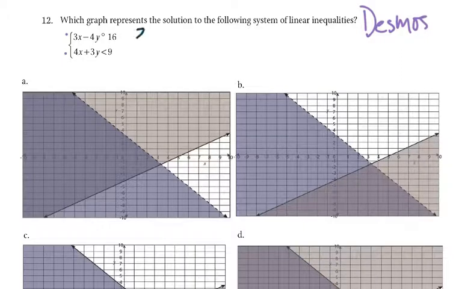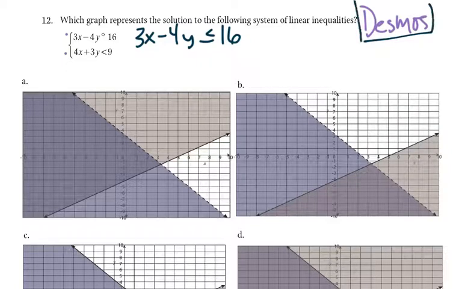Alright, so I looked it up. That should be 3x minus 4y is less than or equal to 16. Okay, that should be the fix. So you can go to Desmos or a graphing calculator, graph both those inequalities, and we're good to go. You can use your calculator to do the same thing.